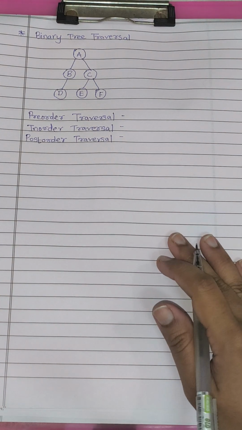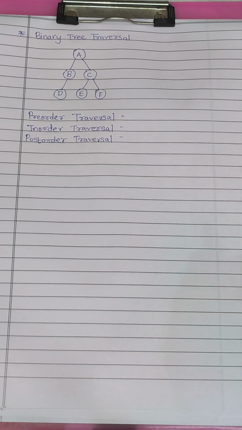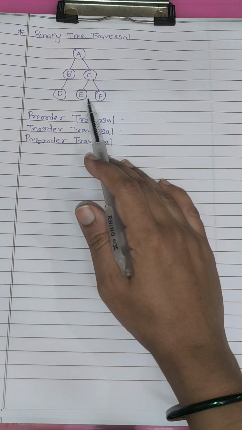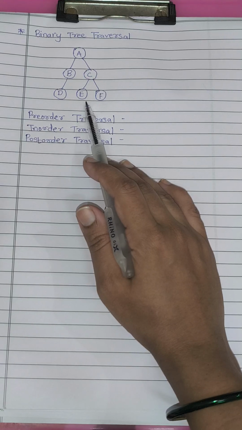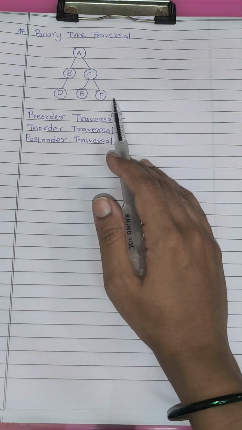So talking about binary tree traversing techniques, there are three techniques. Now, why are we having three techniques? Why are such a number of techniques not present in other data structures? The reason is very simple.